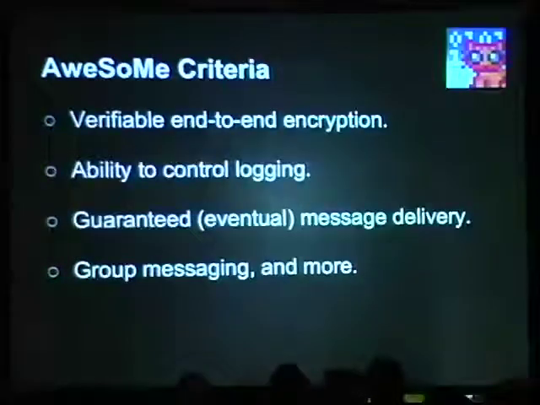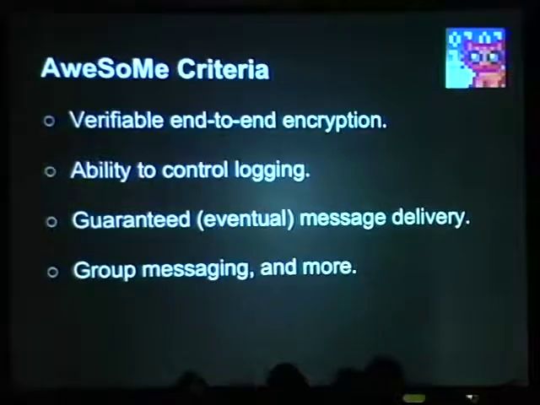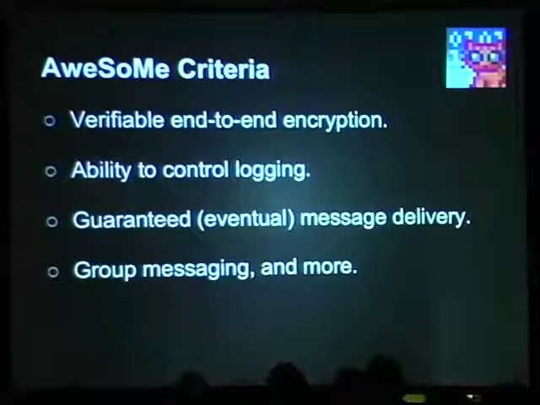And we also want to have end-to-end encryption, a very obvious first step. The ability to control logging so that you're not logging all your conversations by mistake, which has got a lot of high-profile cases in trouble, apparently. And also you want to have guaranteed eventual message delivery, so that if you're going through a tunnel and you're sending a message and it doesn't get there, it gets there when you're out of the tunnel, when you're queuing messages properly. And group messaging and other things.